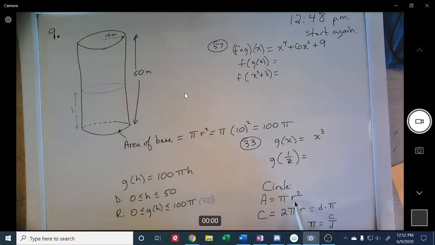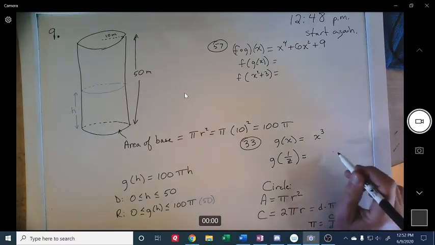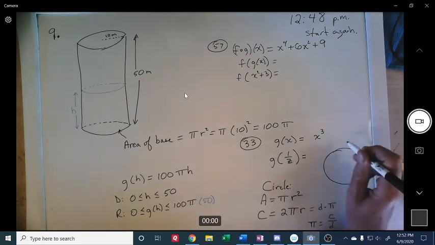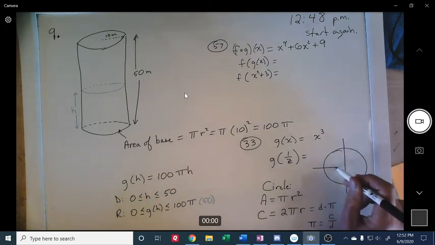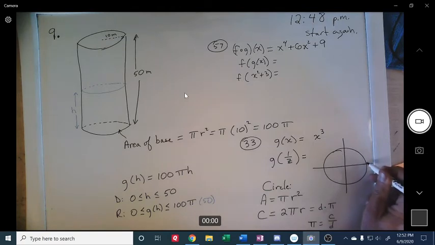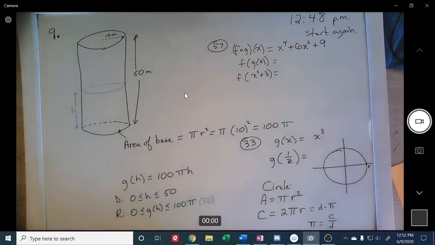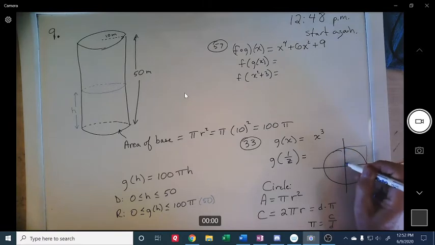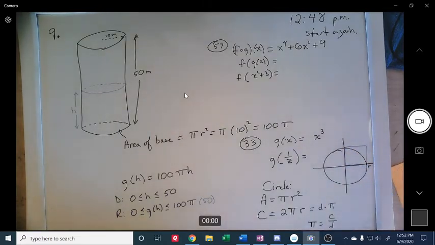And this one, pi r squared, if you take a quick picture of a circle, if you have radius r, then r squared is the area of this square right here. So there's r squared.